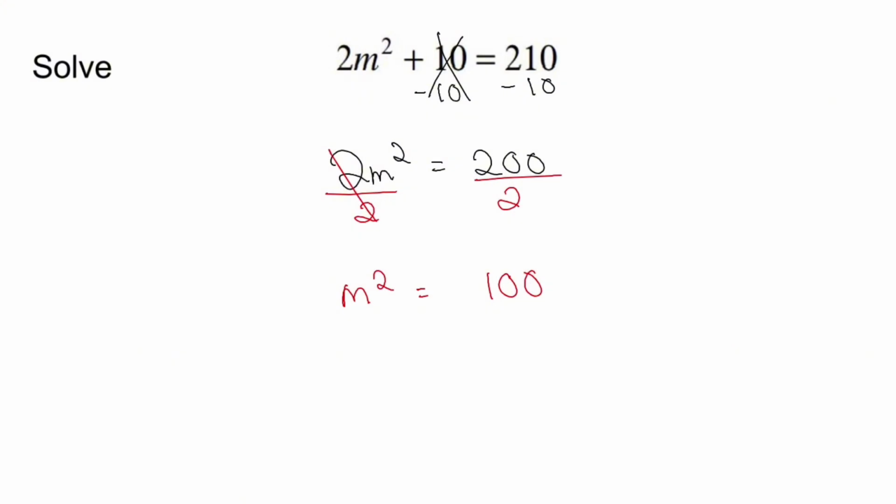Now, in order to get m all by itself, you have to square root both sides. In order to square root both sides, we have to make sure that we attach a positive or negative symbol to the other side. Always do that. So that's going to leave you with m equals not 10, but positive or negative 10.